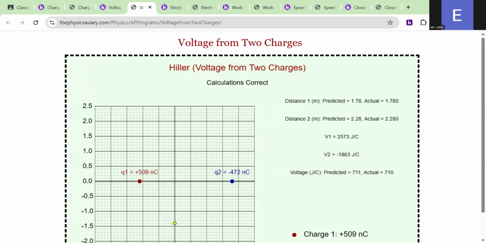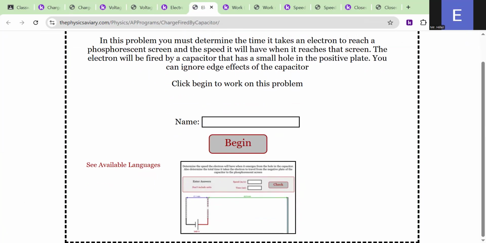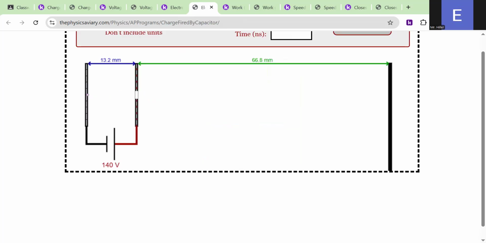Hopefully you were able to get question 2 correct as well. If not, try it again. If you did get it right, let's move on to question 3. Now, question 3 is called electron fired by a capacitor. Go ahead and put your name in the program and let's begin.